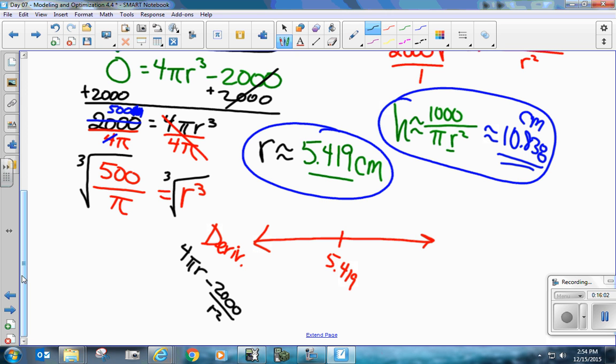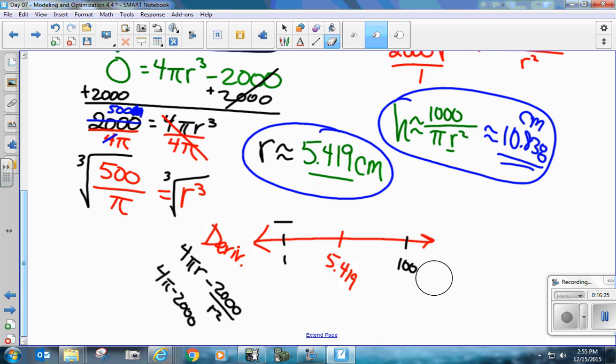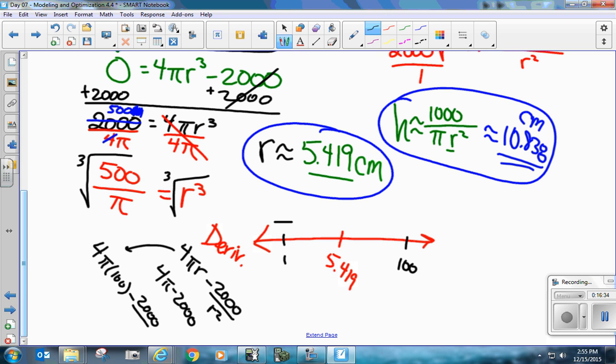So if I pick the number 1, that would be 4 pi minus 2,000. That is definitely a negative number. 4 pi is 12 point something, 14 somewhere number. That's a negative number. And if I picked the number 100, I don't know, I'm getting zero happy. If I put 100 in here, it's 4 pi times 100 minus 2,000 over 100 squared. That is definitely positive.